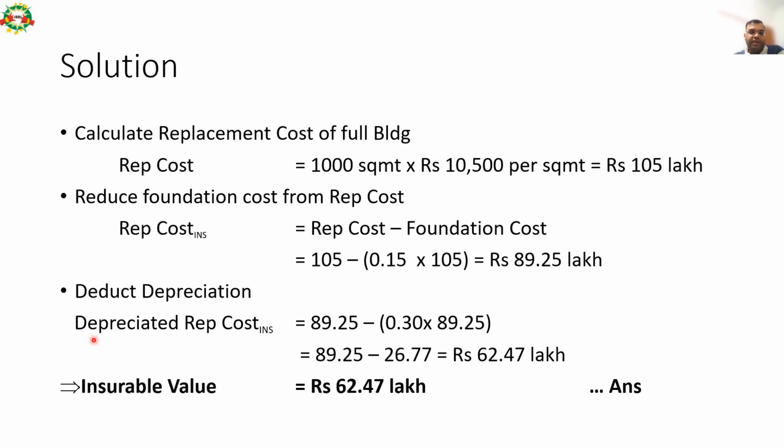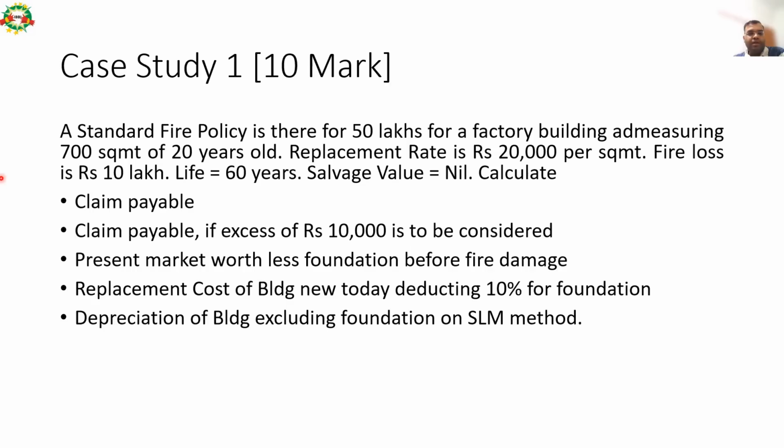Then we have to reduce depreciation from the RCN of the full building excluding foundation, which is 89.25 lakhs. Depreciation is 30% of the building cost. So 30% of 89.25 we will deduct, which is equal to 26.77. So 89.25 minus 26.77 is equal to 62.47 lakhs. So this is the answer. This is the insurable value of the property as on date. A case study of up to 10 marks may come.